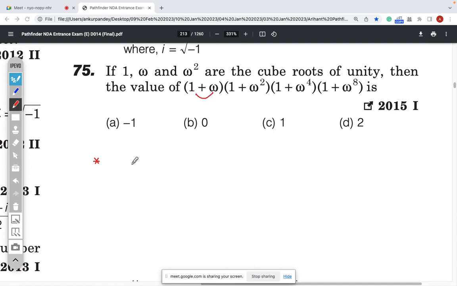1 plus omega is minus omega square. 1 plus omega square is minus omega. It's again 1 plus omega only. You know why. Omega to the power 6 plus 2. 1, 2, 3, 4. 0. 3, 3.